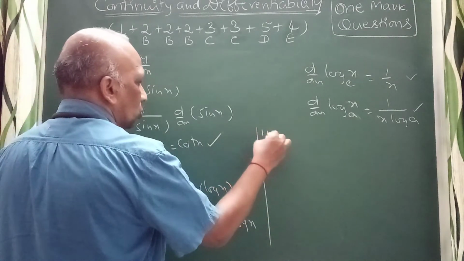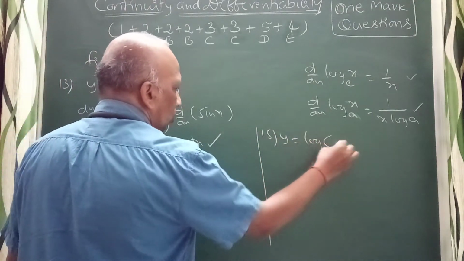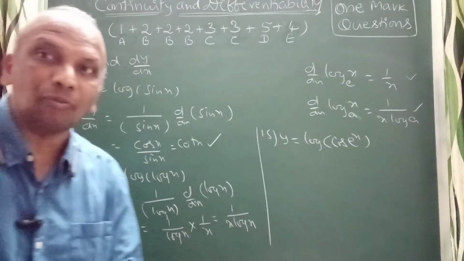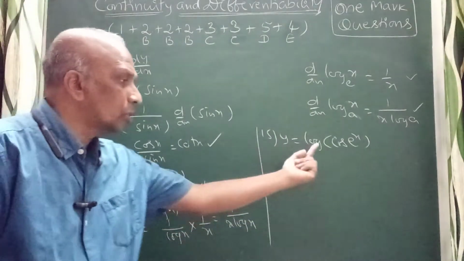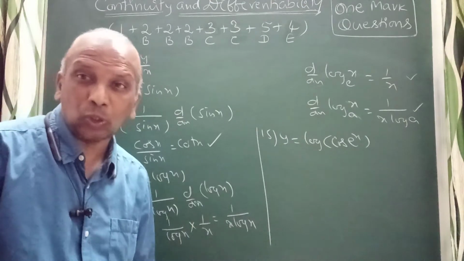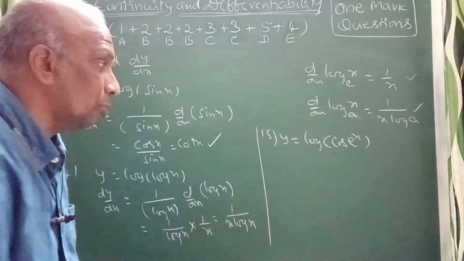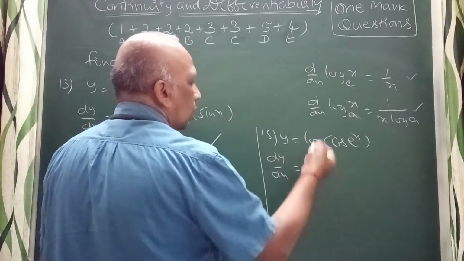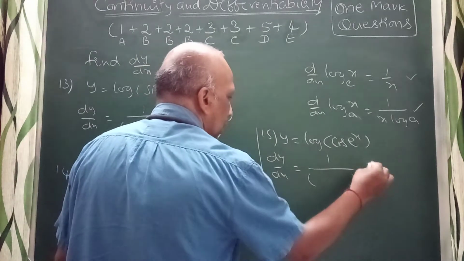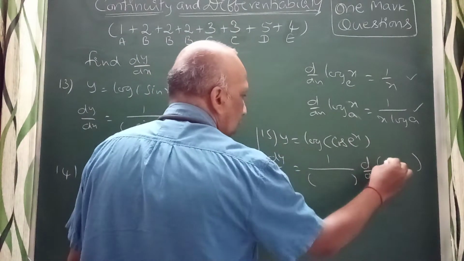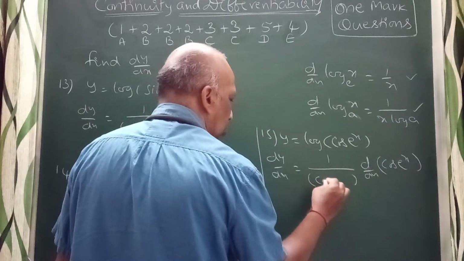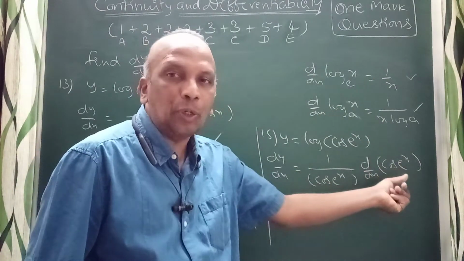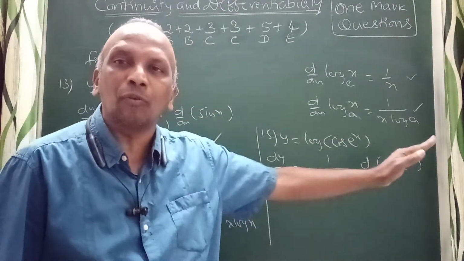Suppose the given is y equal to log of cos of e power x. They are given like this. Simple thing. Sometimes this question they may ask for 2 marks or 3 marks. You can see dy by dx is log of something, 1 by something and d by dx of that. Here I can replace something with cos e power x. Since it is not x, whenever it is not x, write the derivative of that.